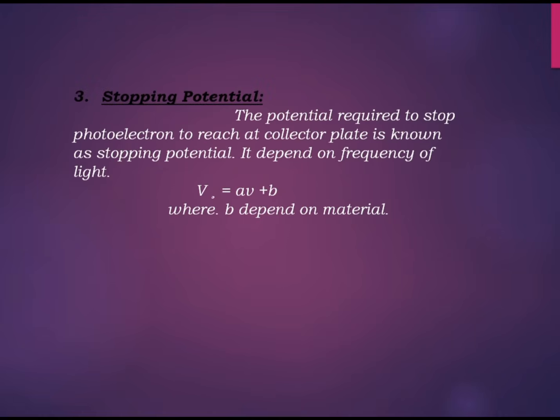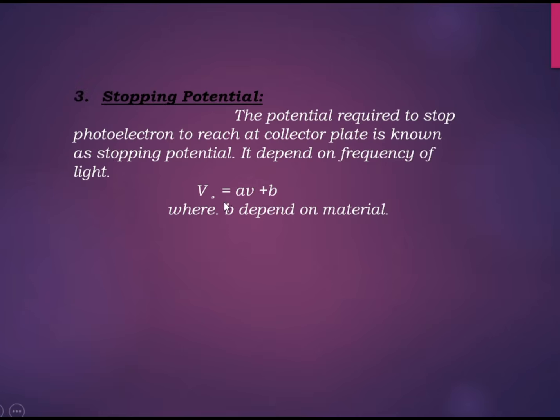It will invert the terminals of the battery, or we can say the metal plate and the collector plate. Okay, so the potential which is required to stop the photoelectron from reaching the collector plate is called stopping potential. Now this stopping potential depends upon the frequency of the light we are using. Okay, so V0 is equal to A nu plus B, where B depends upon the nature of the material, and A is a constant.